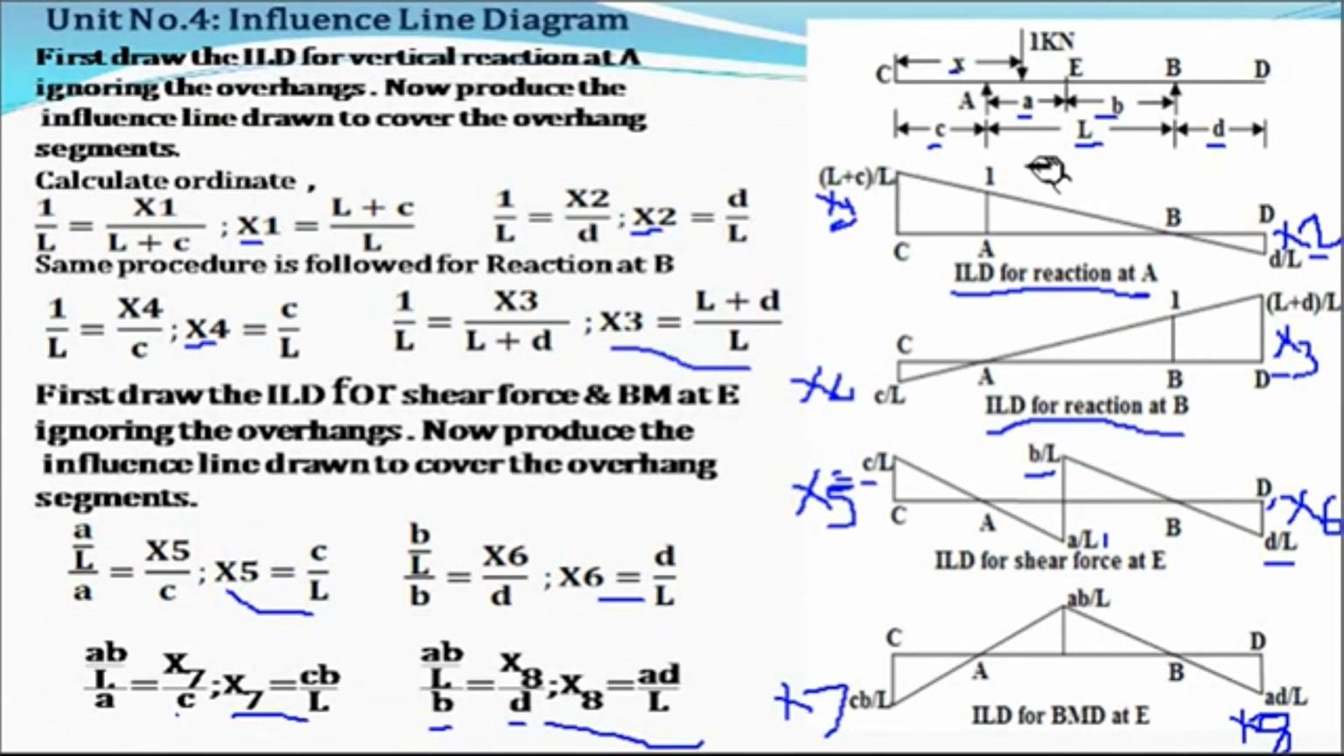So in this way we have seen how to draw the influence line diagram for a simply supported beam having the overhang on both the sides. So it is also called a double overhang simply supported beam.